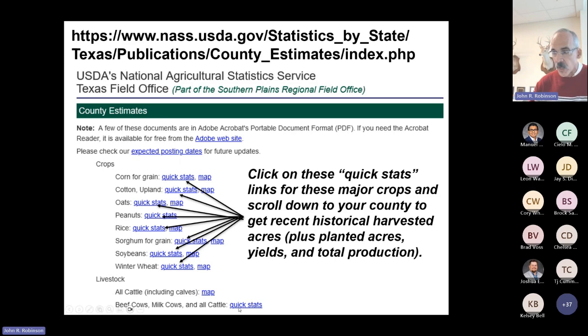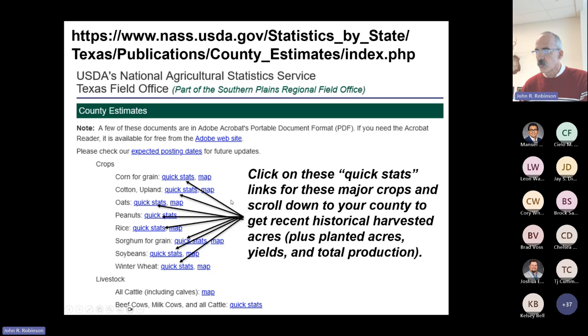There will also, down at the bottom, you can get cattle inventory, either dairy cows or beef cows, or cows and calves. The actual number of head in your county as of January 1, you can get that detailed kind of information from, again, this particular website.